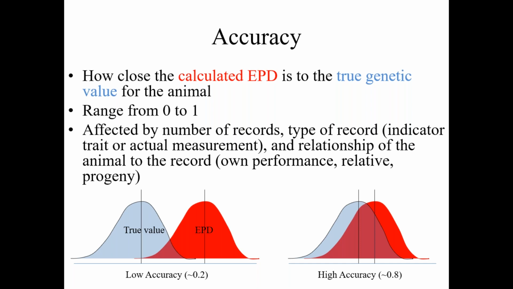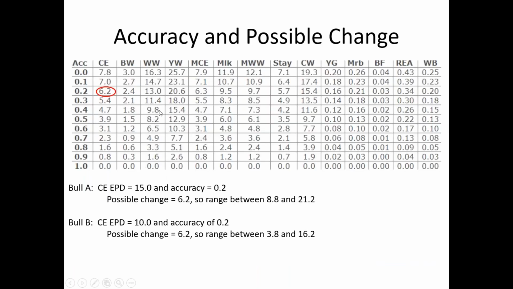But anyways, it's affected by the number of records that we have on an animal, the relationship of the animal with those records to the animal whose EPD we're looking at, and a number of other things like genomics can influence accuracy. So a nice way to think about accuracy is to actually think about possible change associated with that EPD. The next series of slides will walk us through some different bulls with different accuracies and what we expect the possible change to be with those accuracies.